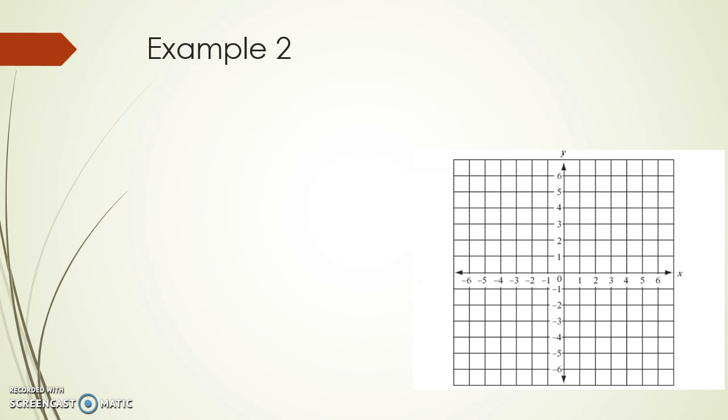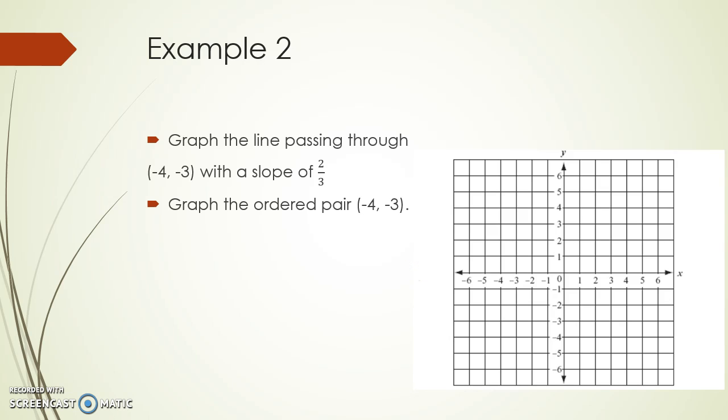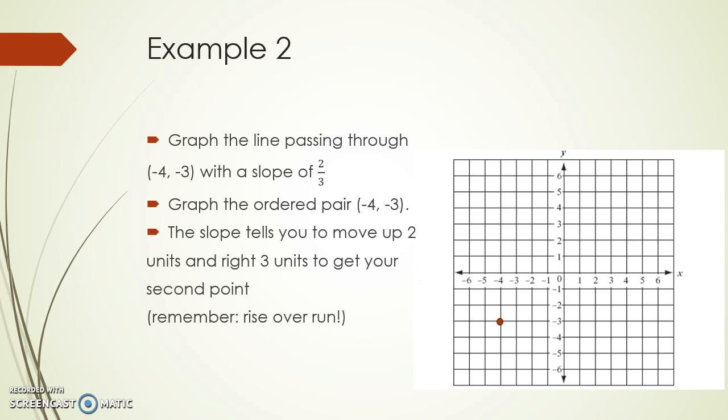In example number 2, we're going to graph a line passing through -4, -3 when we're given the slope. When we're just given one point, we start with graphing that given point. So we're going to graph -4, -3. And our slope tells us that, since it's positive, we're going to go up 2 and to the right 3. So remember that rise over run rule. We go up 2 and over 3, we get a point at -1, -1, and then we draw a line to connect our 2 points.